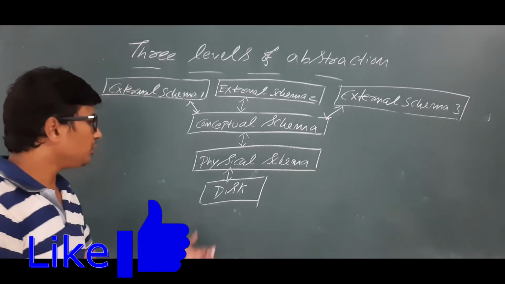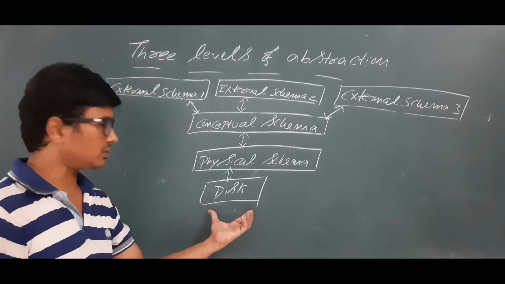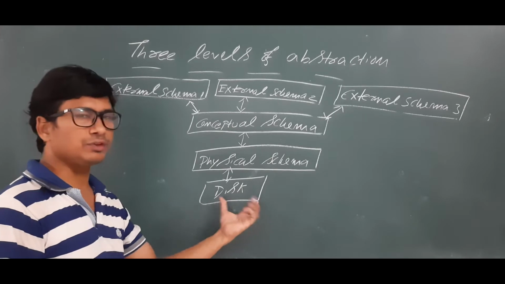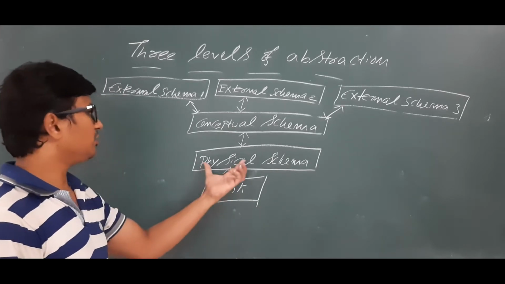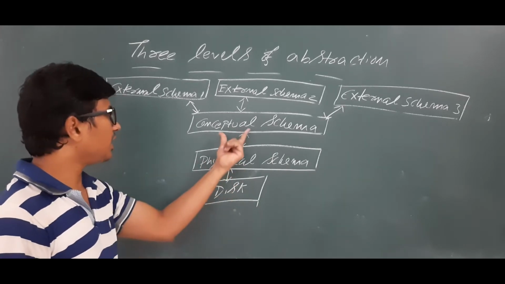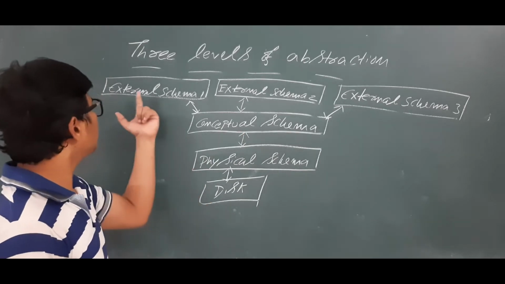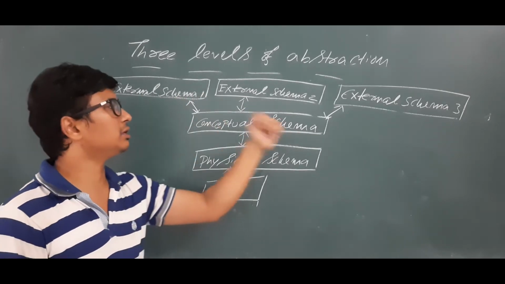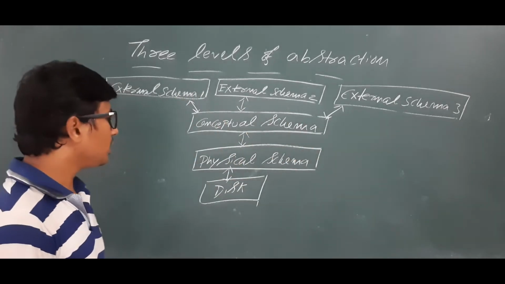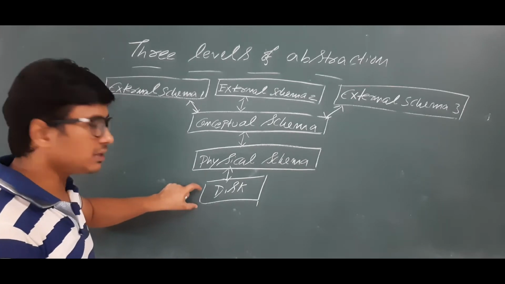Now we have the physical storage. You have the physical storage, we call it a disk, and we'll have a physical schema. We have a conceptual schema, and we have external schema 1, external schema 2, external schema 3. Now this is our secondary memory.